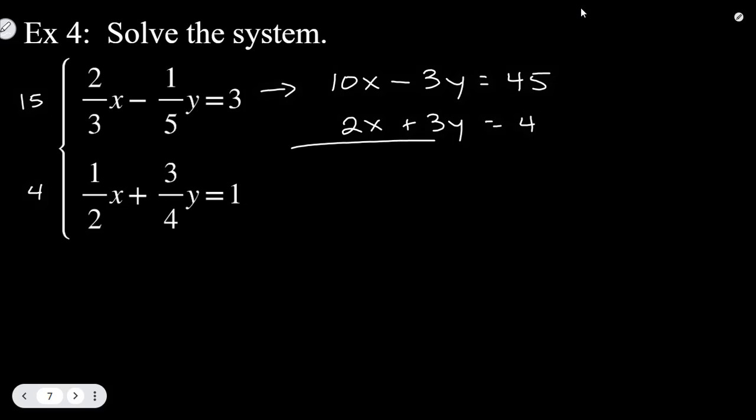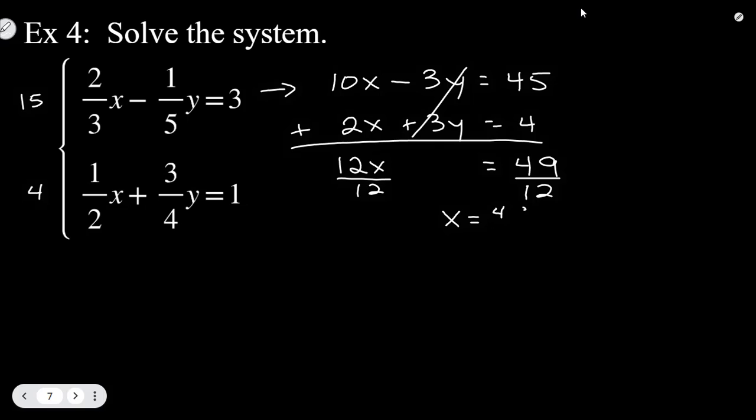So does it make sense we're actually ready to eliminate right now? The 3's will cancel. So we're going to get 12x. The 3y's will cancel, and we get 49. What's our next step? Divide by 12. I guess it shouldn't be too terribly surprising that if we had fractions in the beginning, one of our answers might be a fraction. But x equals 49 over 12.